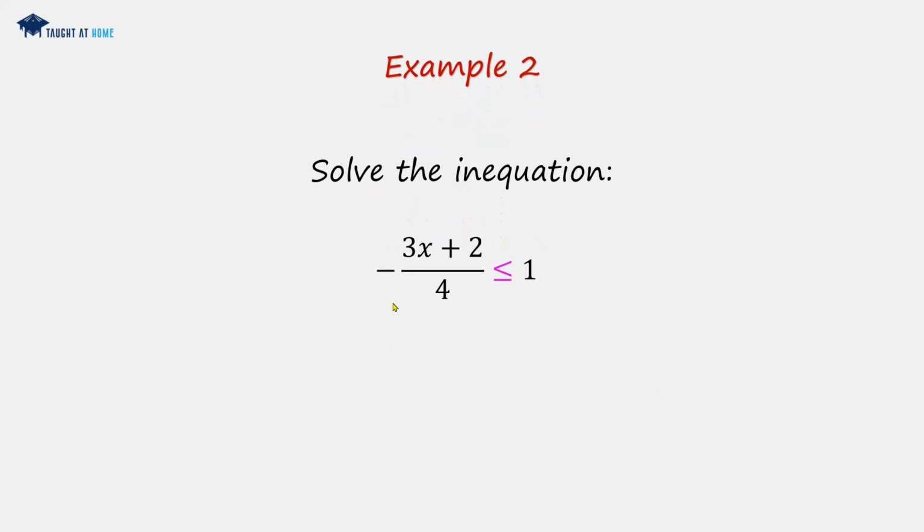Solve the inequation -(3x plus 2) over 4 is less than or equal to 1. So when we have a negative fraction, this minus can be associated with the numerator or it can be associated with the denominator. So for ease, let's just associate it with the denominator, because now we can multiply throughout by -4. So we can eliminate this -4 from the denominator. And because we've multiplied by a negative number, what do we have to do? That's right, we have to flip the sign.